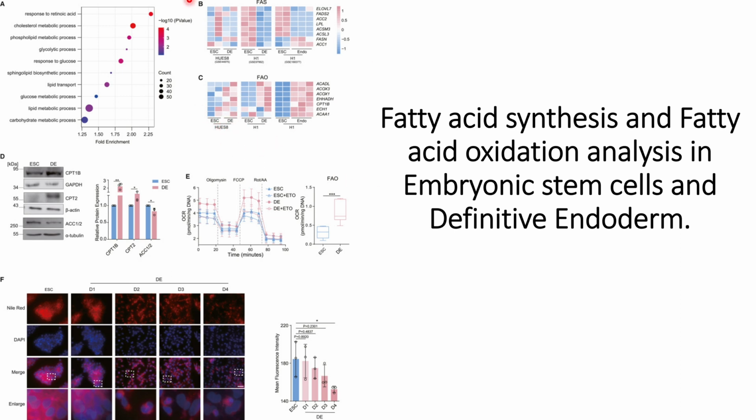One of the experiments they did was to analyze publicly available data of human embryonic stem cells and definitive endoderms. They checked the gene ontologies of the processes related to fatty acid oxidation, and found there is some fold enrichment of the processes involved in fatty acid oxidation compared to fatty acid synthesis in the definitive endoderm cells.